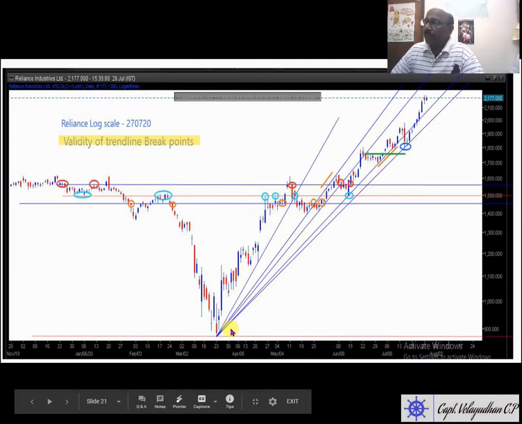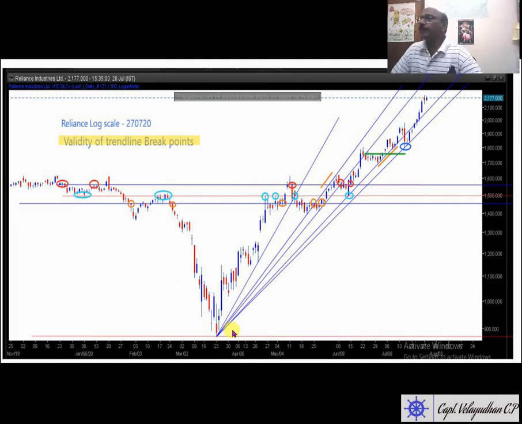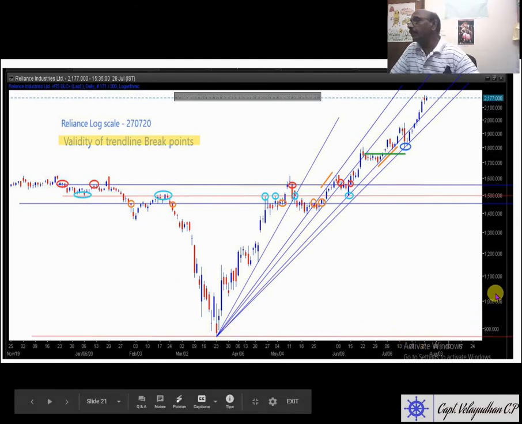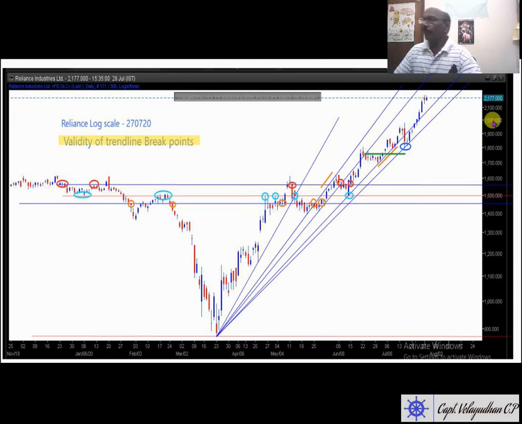Same Reliance chart on the log scale. You can see the scale is log. I made many trend lines. The initial line I took from this point and the first support, and it broke, and we already noticed the trend line breakpoint. We noticed that it was taking support.